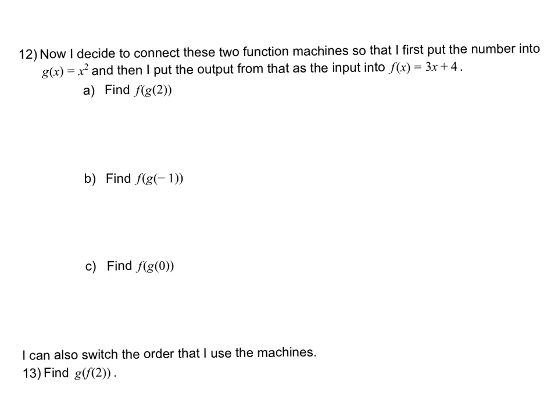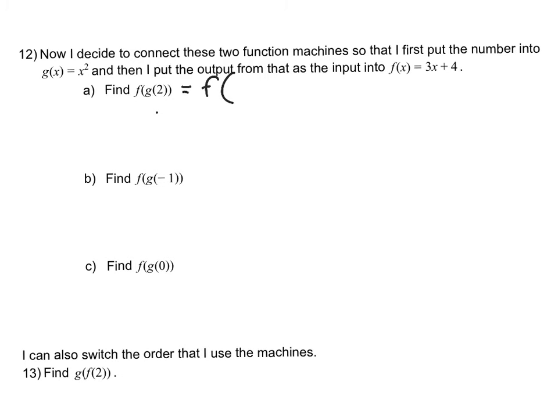So now I'm going to connect these two function machines. At first I put the number into the g of x machine, and I'm going to take the output from that one and put it into the f of x machine. And if you look at A here, this is how I write that. You always want to do the inside part first, so I'm going to find g of 2 in here, and then I'm going to find f of that answer. Okay, so here I go. I'm going to go ahead and write this now. I'm basically finding f of g of 2 in this case.